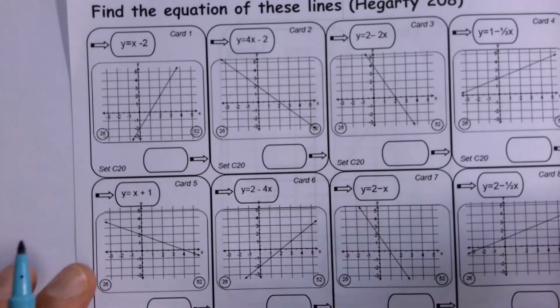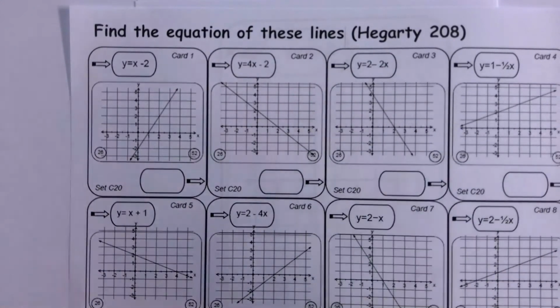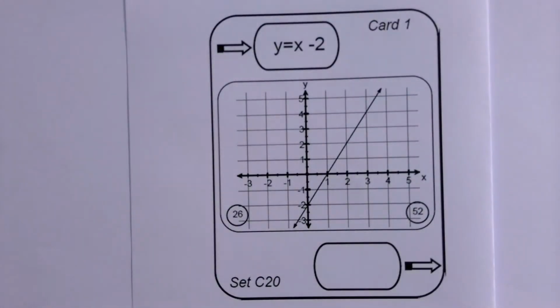Hi, in this video we're going to be looking at how to work this loop card for finding the equation of straight line graphs from the graphs and writing them out in algebraic form. So we're going to start on card 1 and see how this works.